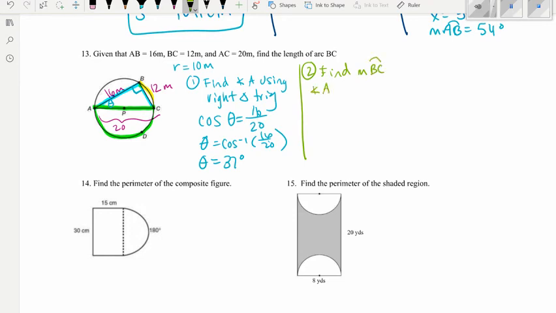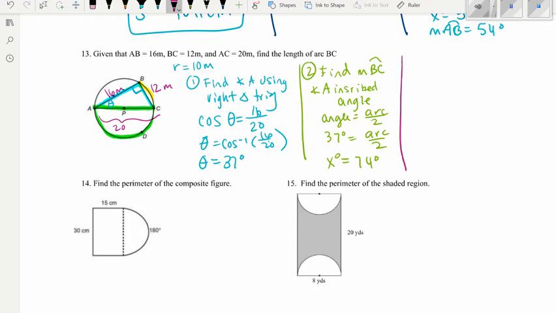So angle A, of course, is an inscribed angle because the vertex is on the circle. So again, remember that the angle equals the arc divided by 2. So 37 degrees is equal to the arc divided by 2. So that means that the arc, which we'll call x degrees, is equal to 37 times 2, which is 74 degrees.